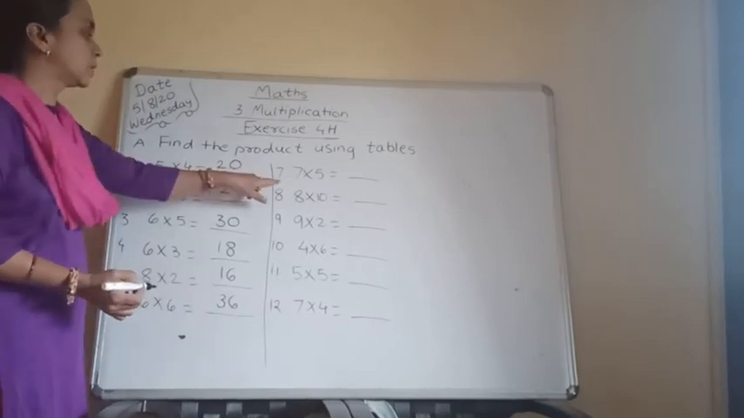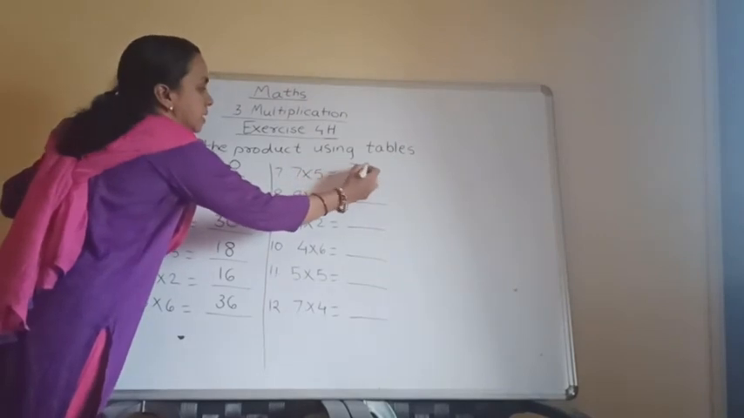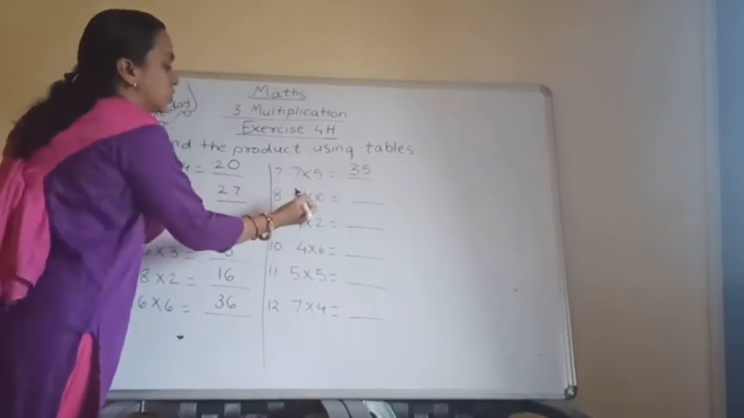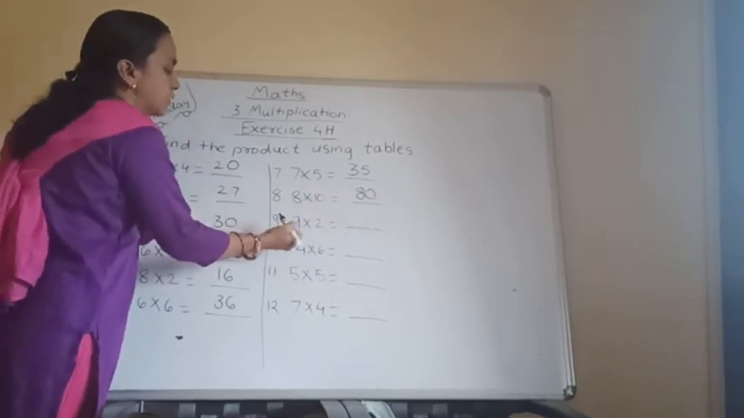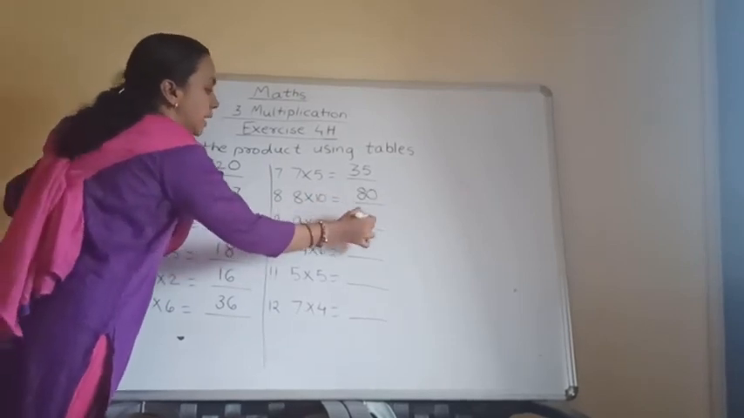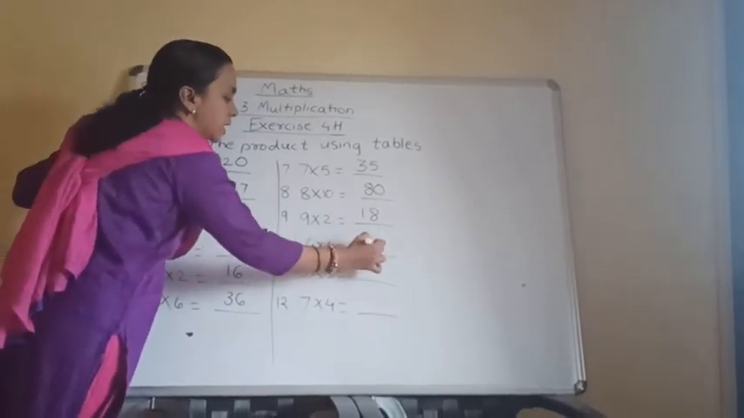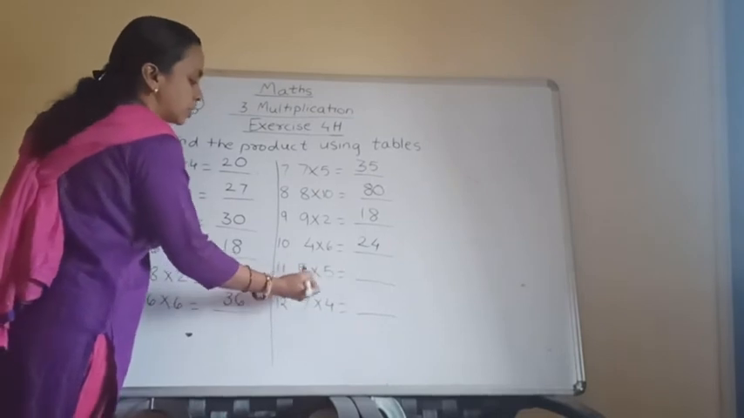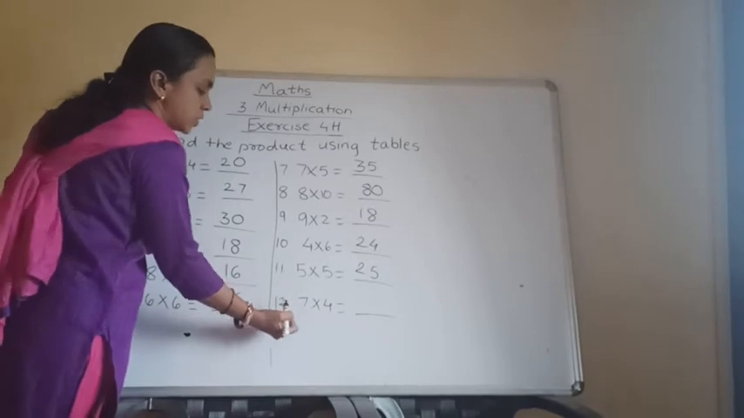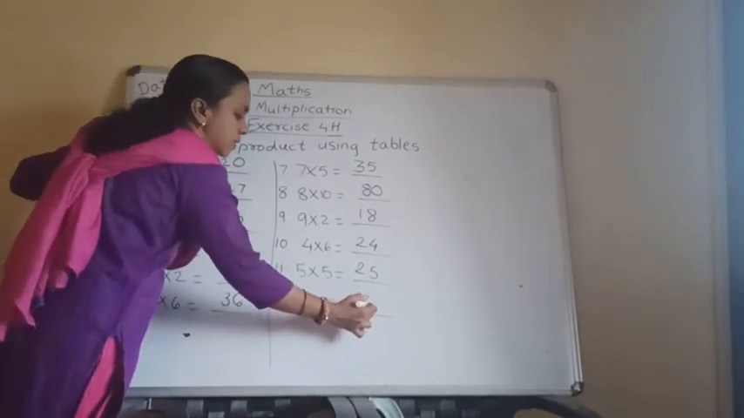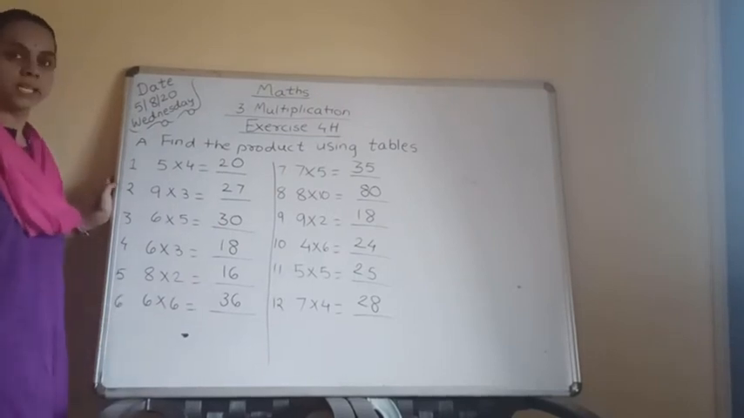Sixth question, 6 6s are 36. Now see seventh question. 7 5s are 35. Eighth question. 8 10s are 80. Ninth question. 9 2s are 18. 10th question. 4 6s are 24. 11th question. 5 5s are 25. 12th question. 7 4s are 28. So you write down all the answers correctly.